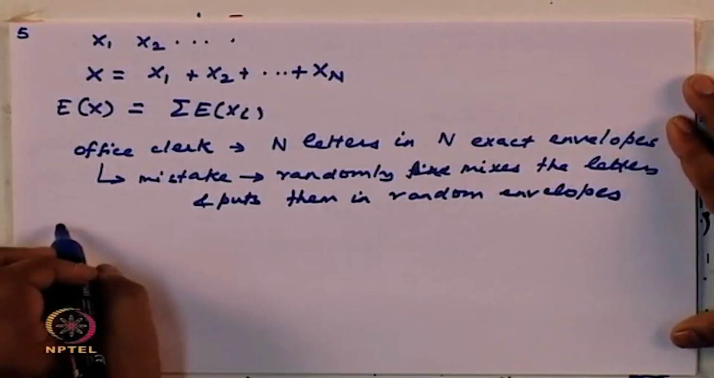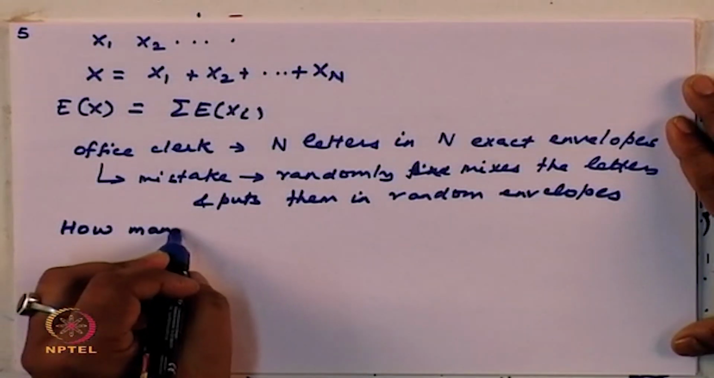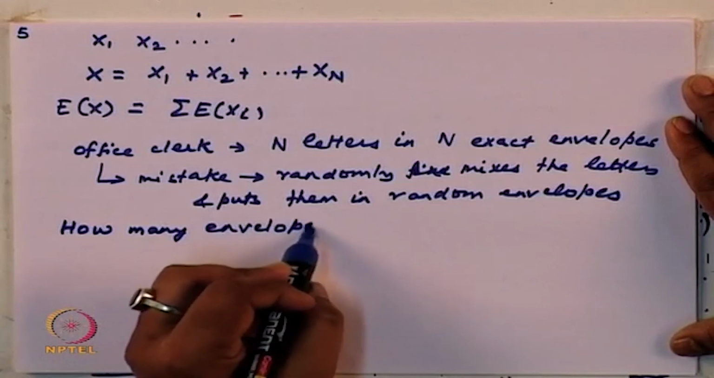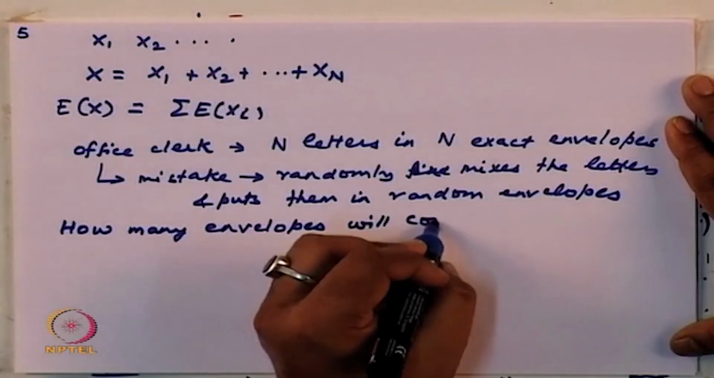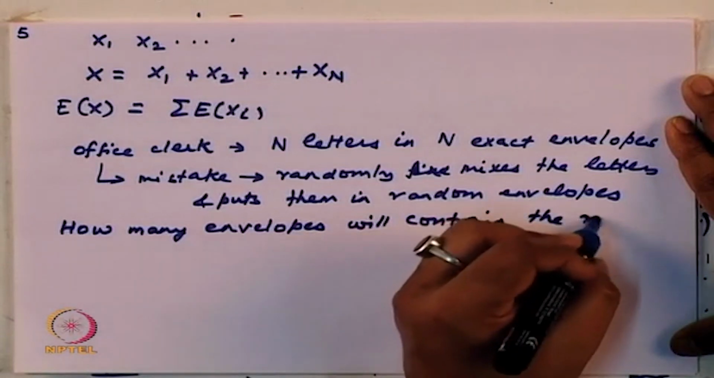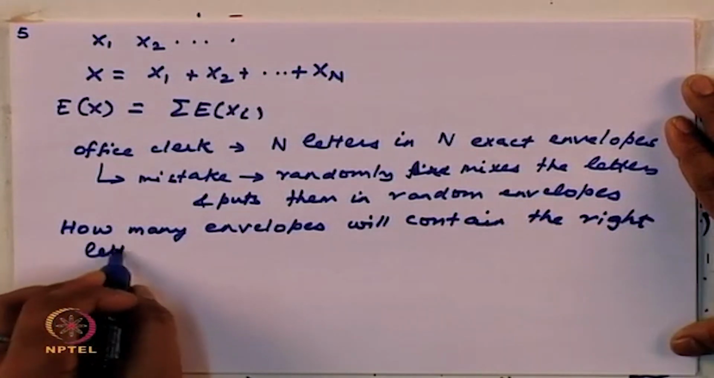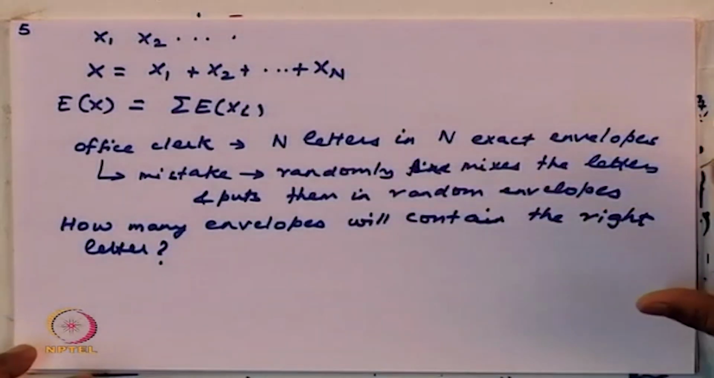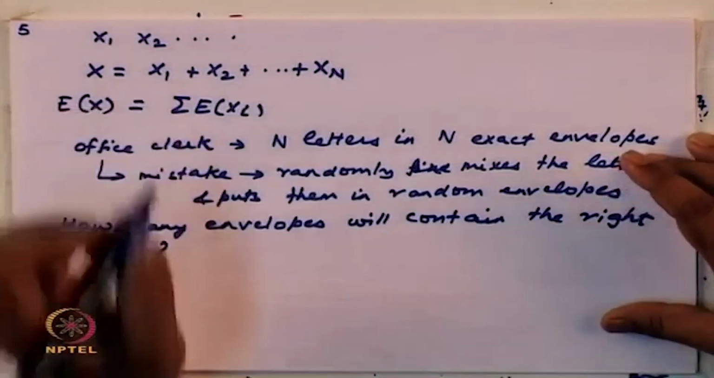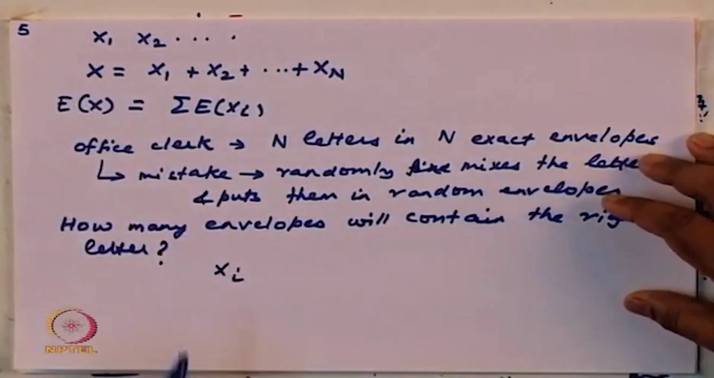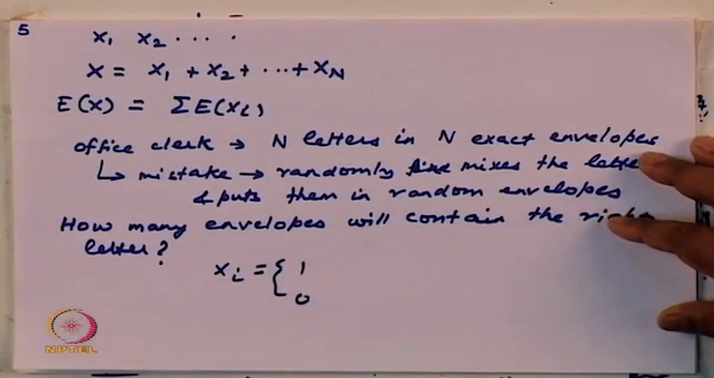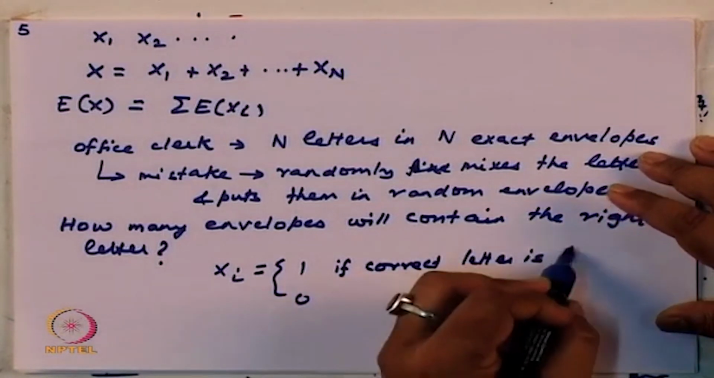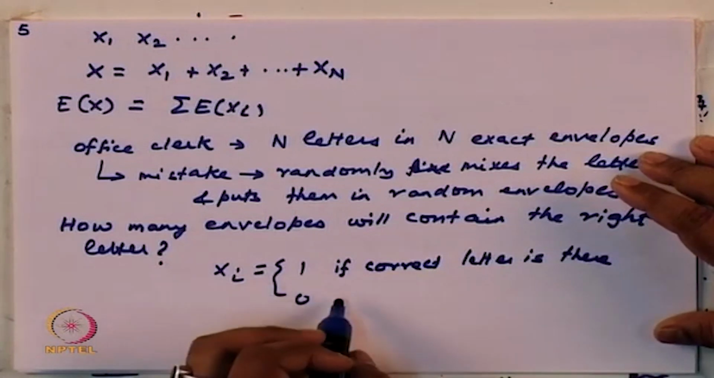So, how many envelopes will contain the right letter? This is the question. Okay. So, how do we do it? You have n letters to be put in n exact envelopes. Let us say we define xi. Xi is a random variable which can take two values, 1 and 0: 1 if the correct letter is there, and 0 otherwise.